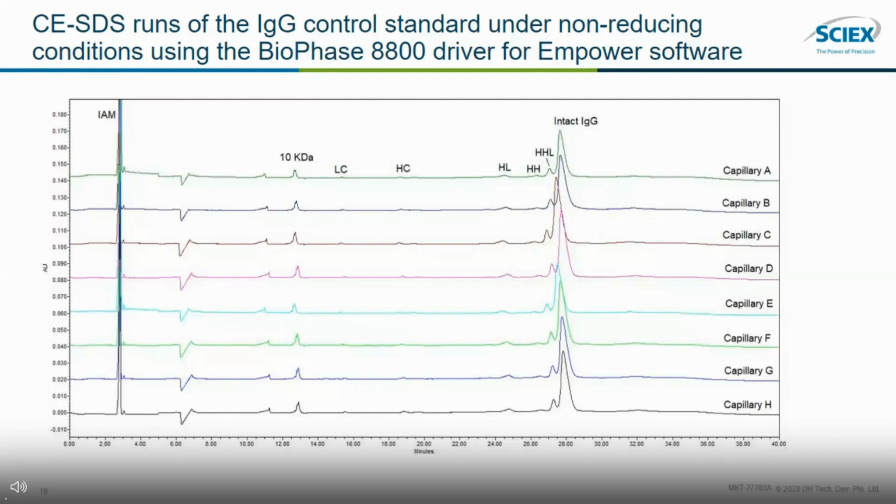of our capillary cartridge. In this electrophoregram, we are doing 1 injection that collects data on all 8 capillaries at the same time, and we then continue to use Empower to analyze our results for capillary A at the top to capillary H at the bottom. These are labeled to the light chain, heavy light chain, heavy chain, heavy light, and of course our intact IgG.